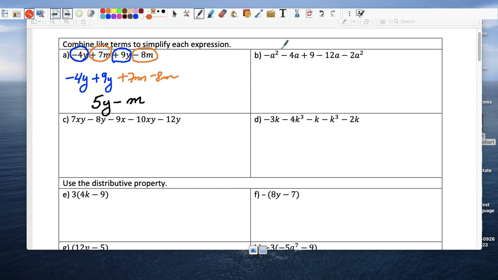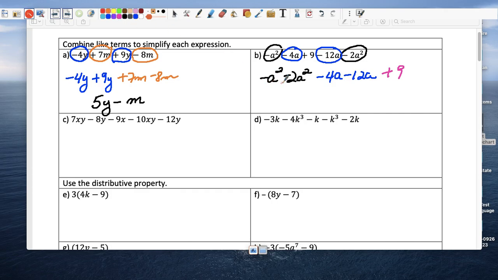Second one, negative a squared, so I'm going to circle that. And anything else with a squared? Yes, there's one here. It's minus 2a squared. So I'll write them side by side. Negative 4a and minus 12a are like terms. So I'm going to write them side by side. And lastly, the positive 9 here. That's just going to hang out there for a little bit.